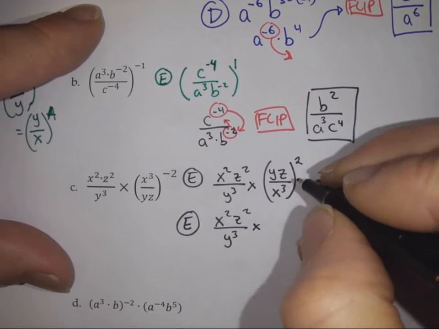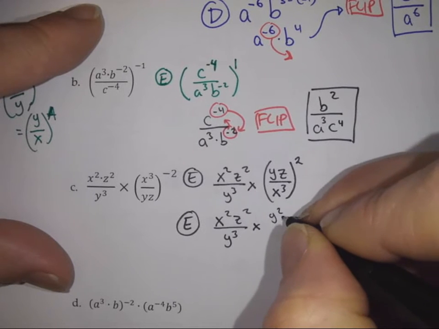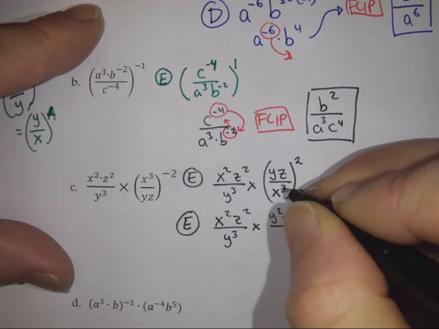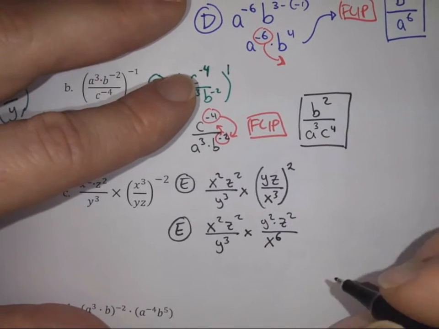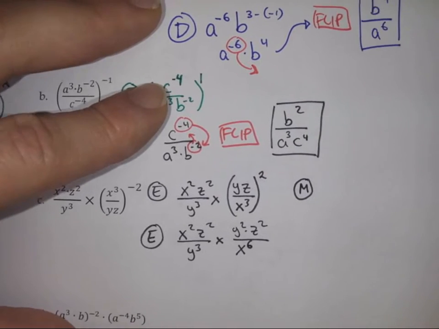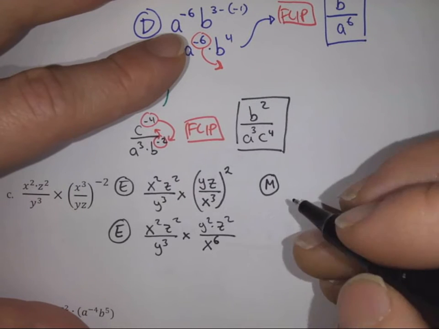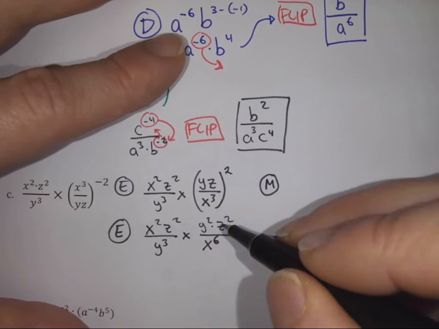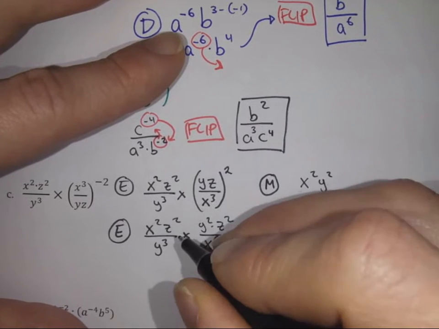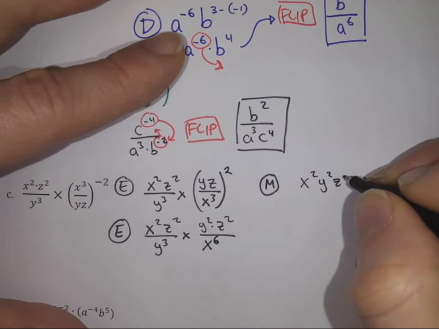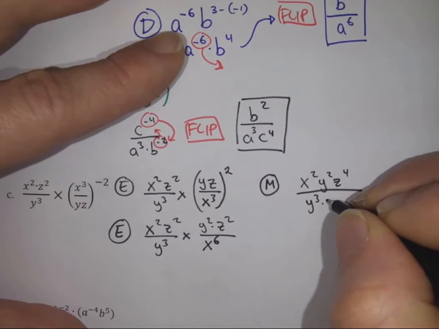Now we're going to say yz squared, which means y squared times z squared over x cubed squared, which means x cubed times x cubed, or x to the power of 6. Okay, now we'll do multiplication steps. We're just going to multiply straight across here. So that's fine. That's easy. Those will multiply all the x's, but there aren't any other ones. So x squareds and y squareds. And the z squared times z squared becomes z to the power of 4 over y cubed times x to the power of 6.